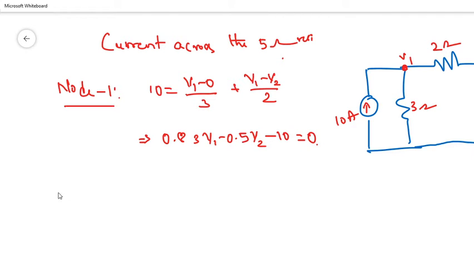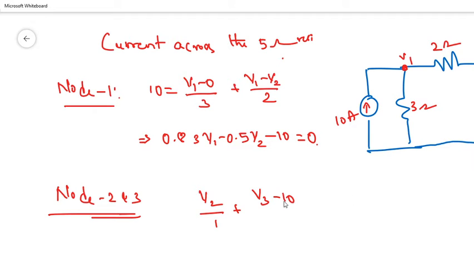So at nodes 2 and 3, because we have a voltage source here, in order to apply KCL there is a difficulty. So I am skipping this voltage source and directly combining V2 as well as V3. How to write here? V2 by 1 plus (V3 minus 10) by 5 plus V3 by 2 is equal to 0. So this is the second nodal analysis equation.